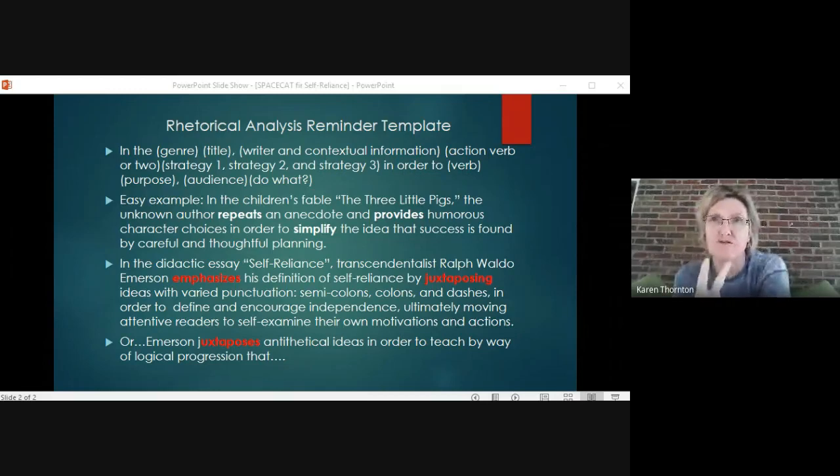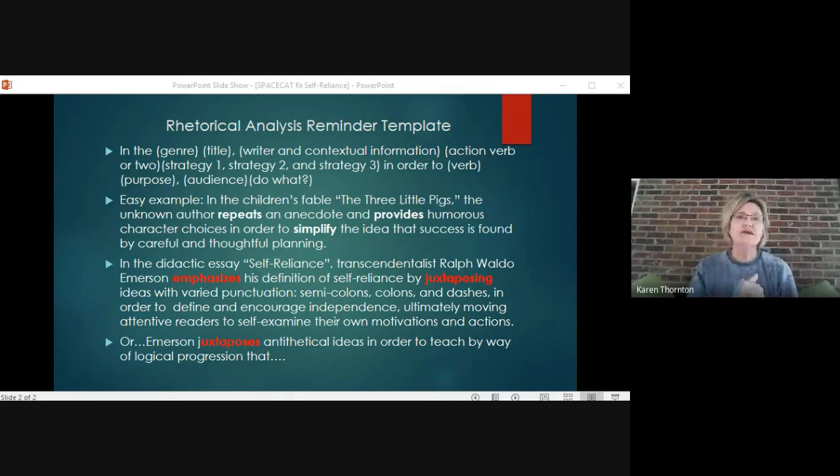now notice that I only use two strategies there, only two, but they're strong. I'm using strong words, repeats and provides, and I'm using strong nouns, anecdote, humorous character choices. You see how specific that is. You need to be specific, not vague. And so he does this in order to simplify the idea that success is found by careful and thoughtful planning. And so notice that I am actually giving more information about the text than is really called for in a thesis statement. But you want to have that information so that the reader knows exactly where you're going, so that your grader knows exactly where you're going with this.